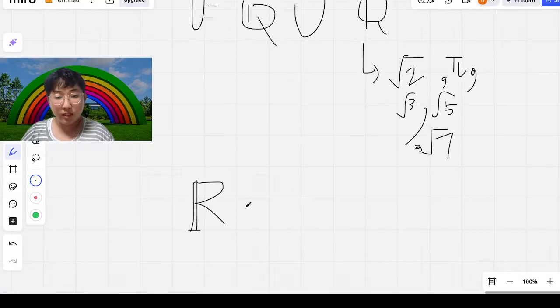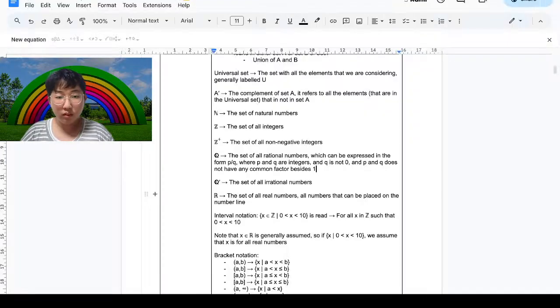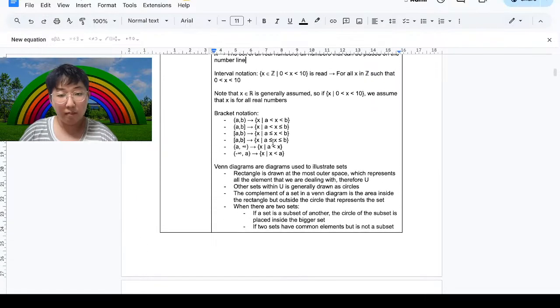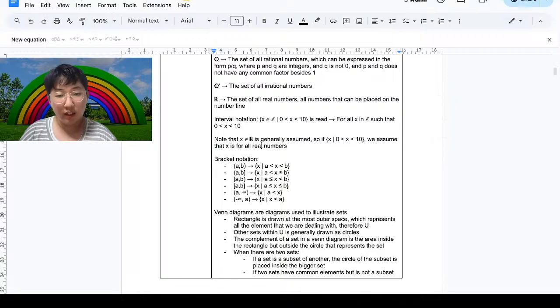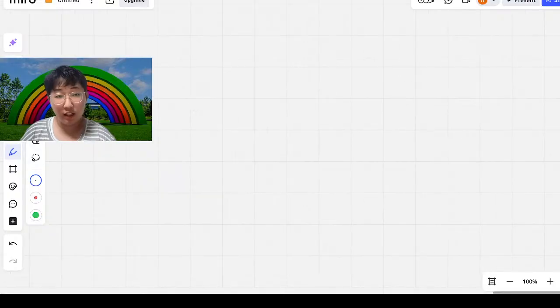So what are real numbers? It is all irrational numbers and rational numbers. But if we had a number line, we would say that it is just any number that can be plotted on the real number line. And that's why we have the set of all real numbers: all numbers that can be placed on the number line. Alright, the next part is a bit complicated, so interval notation. Alright, let's go here.